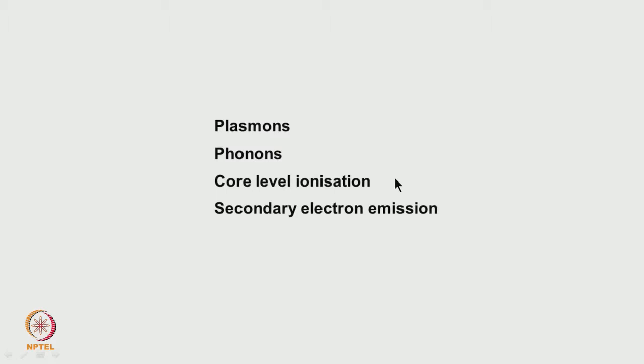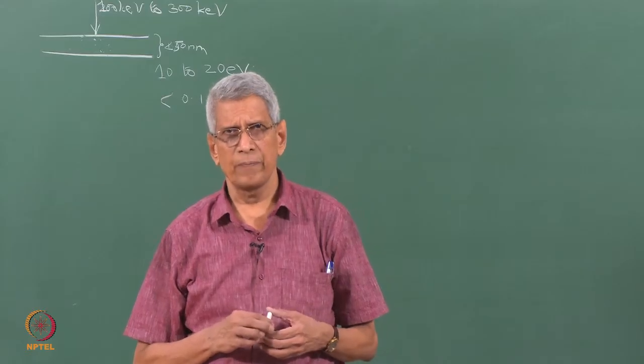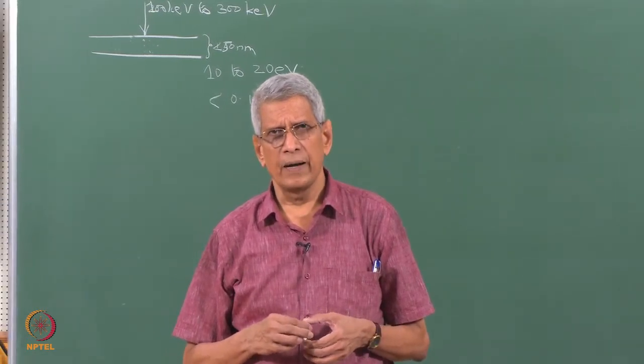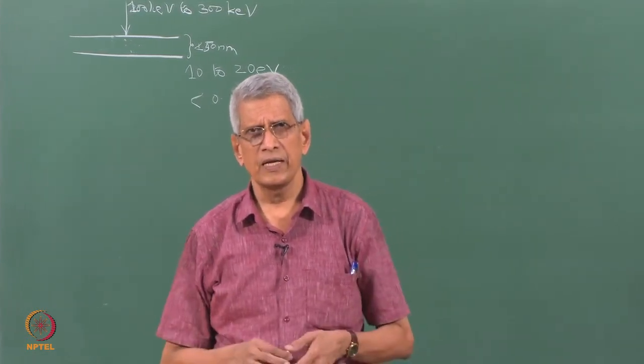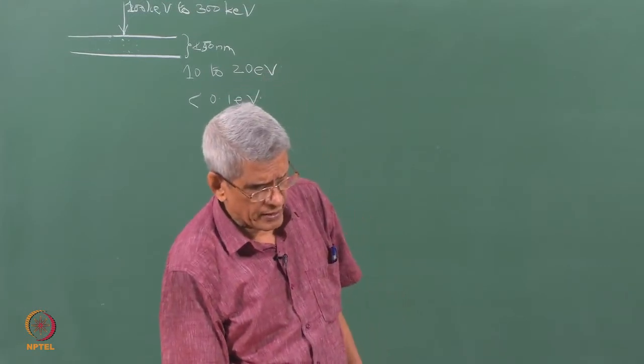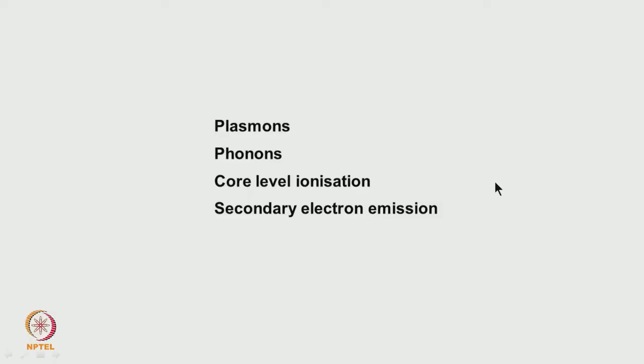It will come to the ground state by a lot of radiative processes, which are essentially characteristic X-ray emission or Auger electron emission. These two processes, the characteristic X-ray and the Auger, can also be used for chemical identification of the elements.